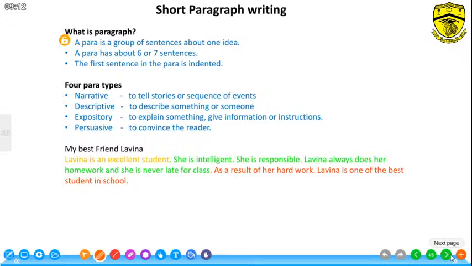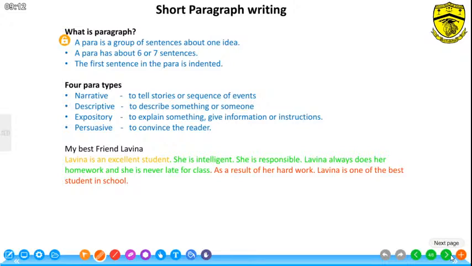Here is a paragraph. It's a very colorful paragraph. My best friend Lavina. So the first line is a different color, and the second, third, fourth and fifth lines are different colors, and the final part is a different color. First we have to read the sentences and understand, then we have to move to the other section.